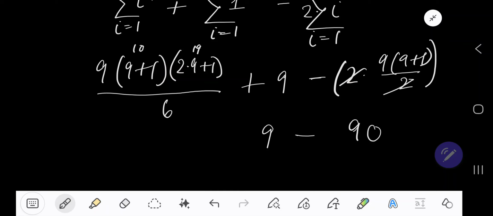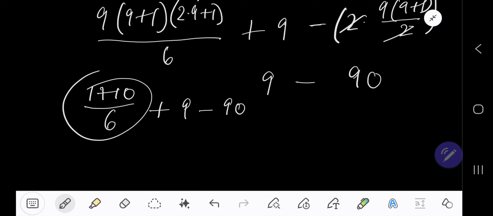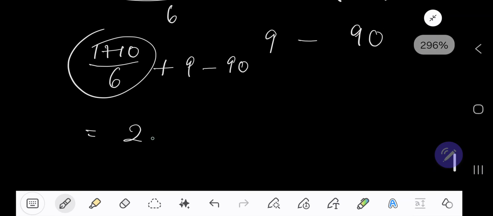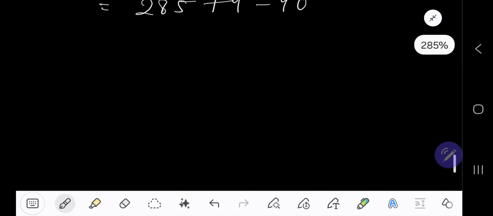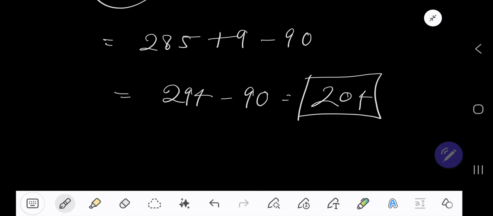9 tens are 90, and 90 times 19 is 1710. And yeah, 1710 over 6, plus 9, minus 90. This equals 285 plus 9 minus 90. 285 plus 9 is 294, minus 90 equals 204. That's the answer for this question.